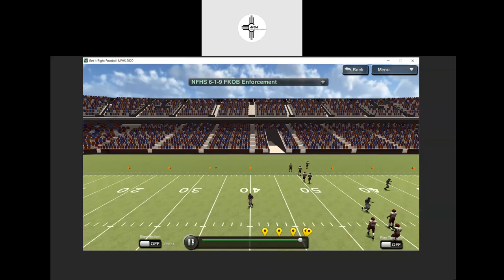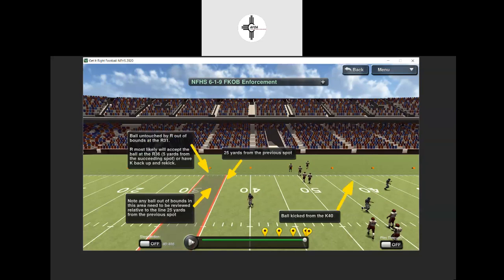Here we have the ball going out about the 31-yard line. Now we need to do a little bit of math. So they always have the option of taking the ball 25 yards from the previous spot from where the ball was kicked, which would put it at the 35. They could take the ball right there where it went out of bounds, or right there where the ball went out of bounds, they can add 5 yards to it and put it out there at the 36.